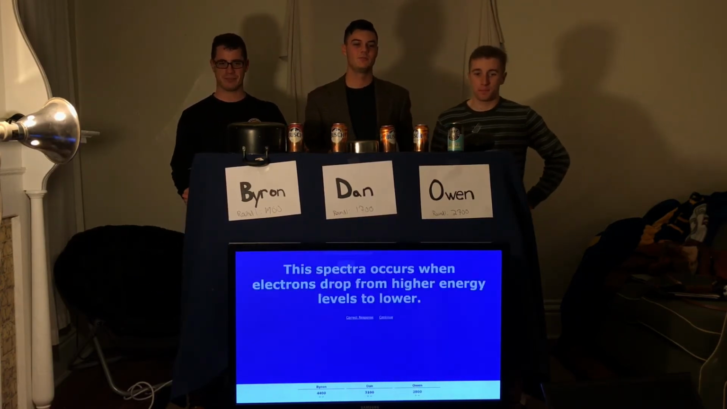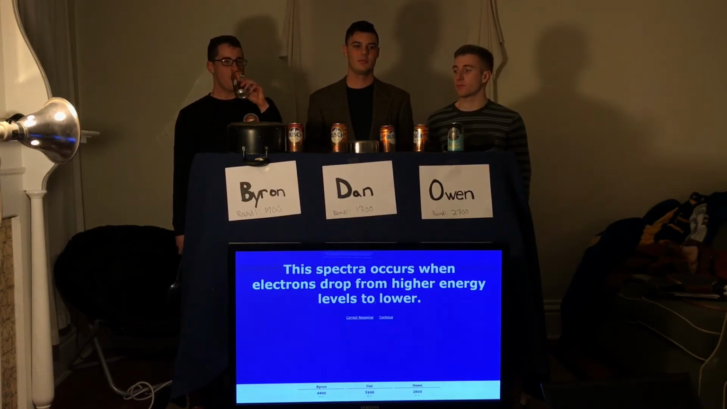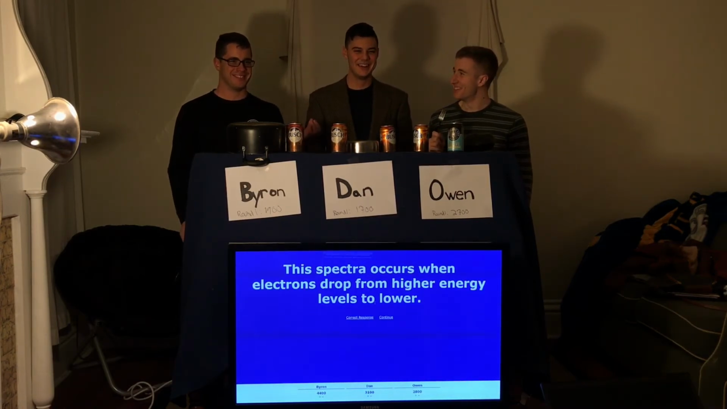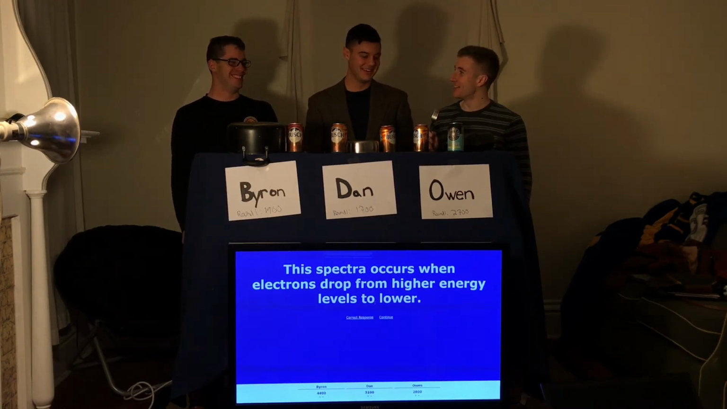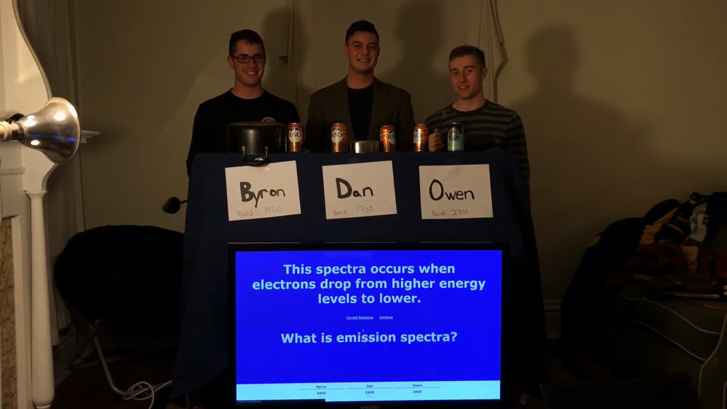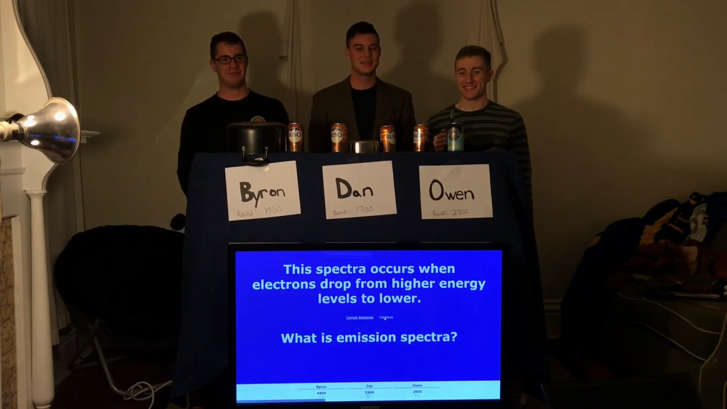Alright. This spectra occurs when electrons drop from higher energy levels to lower. Owen. What is emission spectrum? Oh, you got it right. Nice job, Dan. It's 200 points to Dan. 300.